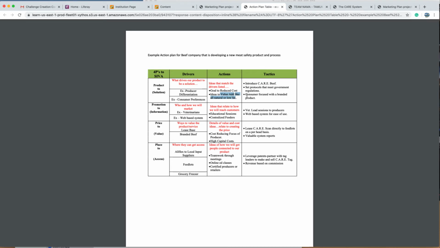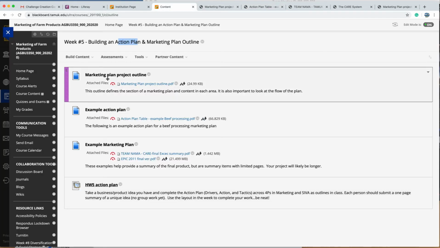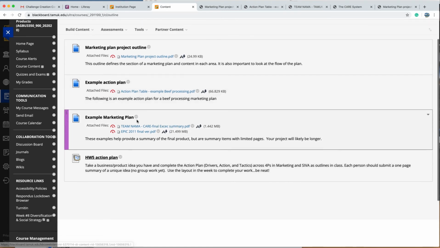And then I'll keep moving across instead of going down. So what are the tactics? We're going to focus on a branded product. We're going to set protocols that meet the government's regulations. We're going to introduce this thing called Care Beef, and that's going to be our product. That's going to relate to reducing cost, adding value, being a safer approved food product that meets consumer preferences to be a solution. That's how you work through each one of these in the same way. And so that is an example for you to follow.